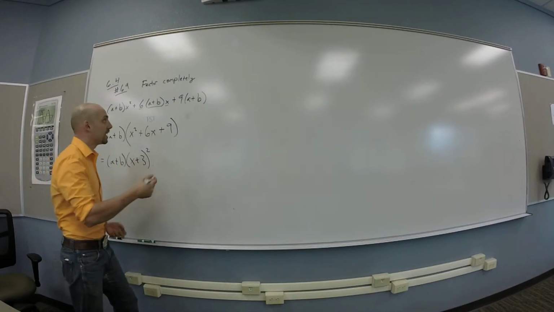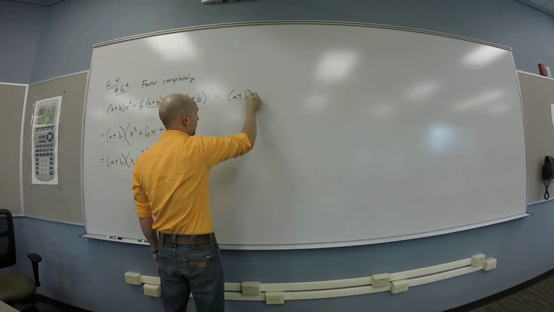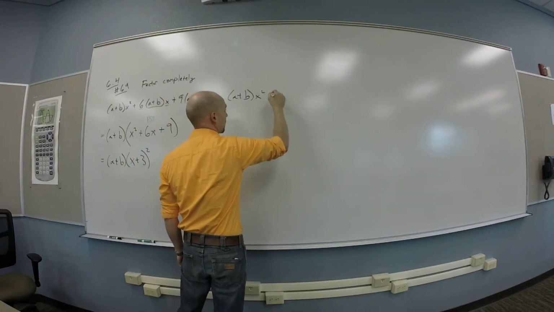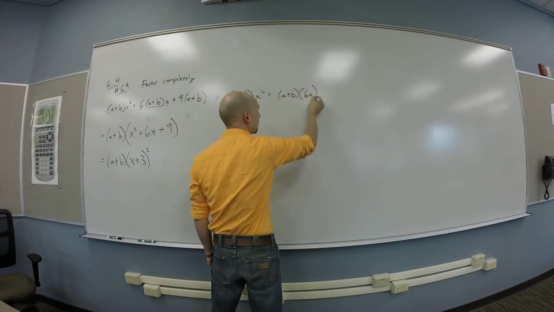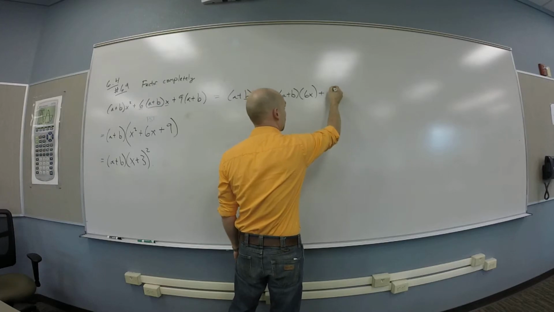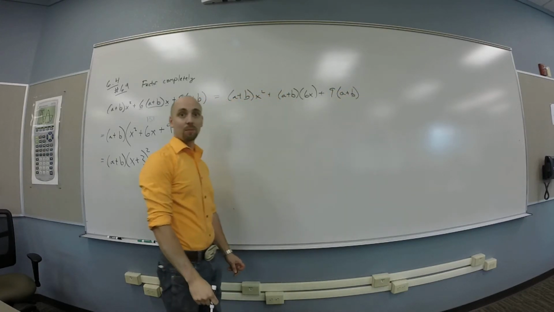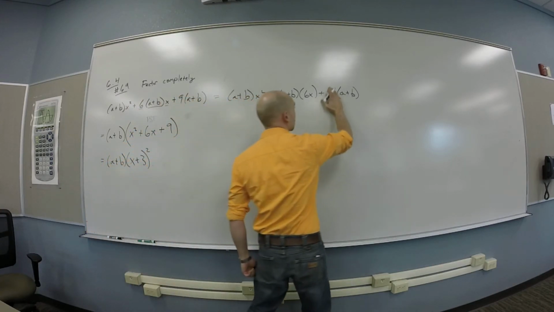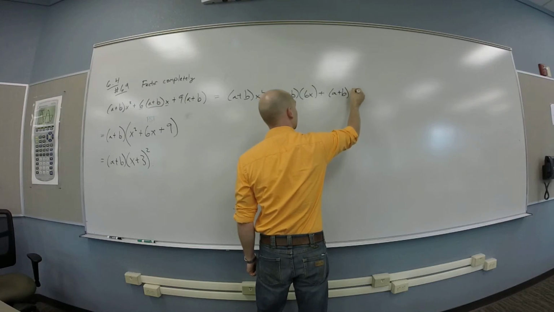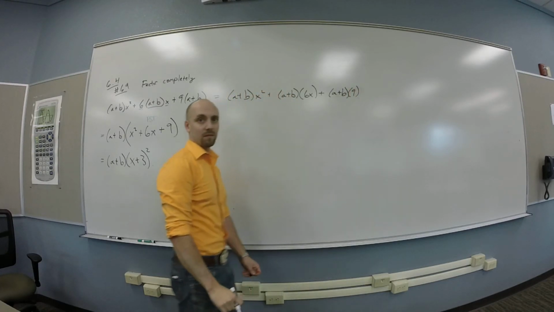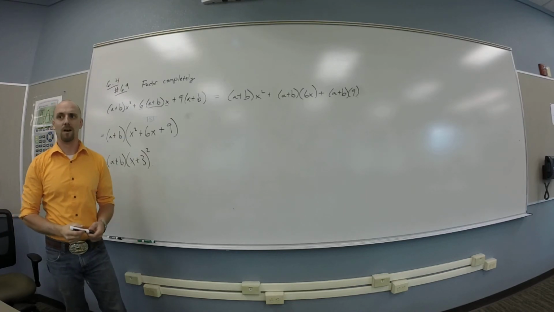Certainly this is the same thing as if you were to rewrite this as a plus b times x squared plus a plus b times 6x plus 9 times a plus b, right? Or a plus b times 9, maybe, to make things match. Does that make sense? All right, anything else?